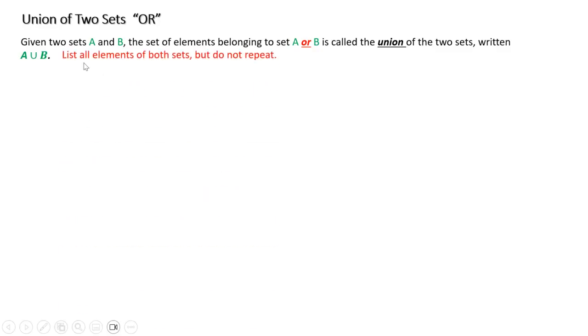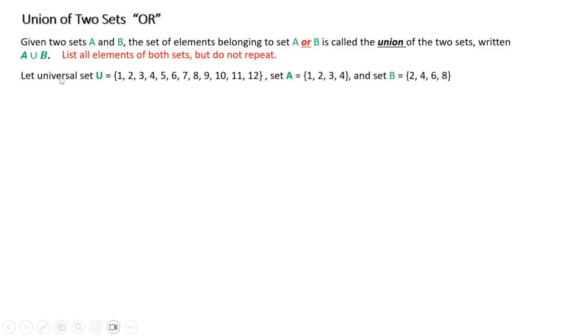Okay, now, here's another way to explain it. You list elements of both sets, but do not repeat them. Okay, I'm going to show you an example of that. Again, we have the same information from before. The set U contains the elements 1 through 12. Set A contains the elements 1, 2, 3, 4, and set B contains the elements 2, 4, 6, 8. It says find A union B.